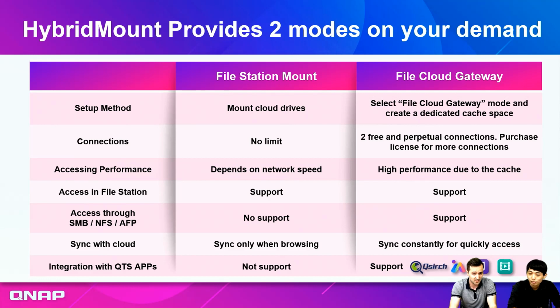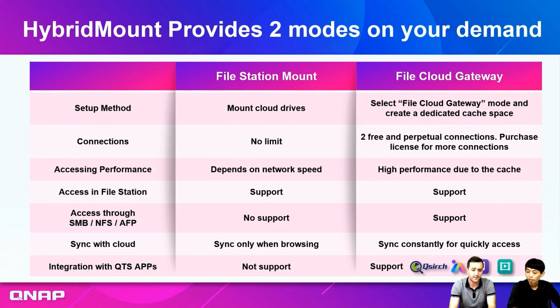So we mentioned the two modes that we have, right? HybridMount gives these two modes based on the demand or what we are looking for. So there is the file station mount mode that you mentioned just earlier in the architecture, and the other one is the file cloud gateway mode that we provide. They have different setup methods: the first one is mounting the cloud drives, and the second one is the file cloud gateway mode, which creates a dedicated cache space. Once we have the dedicated cache space, we put it all in this cache engine, and then we can access these files much faster from our device, once we are caching all the files that are in the cloud.